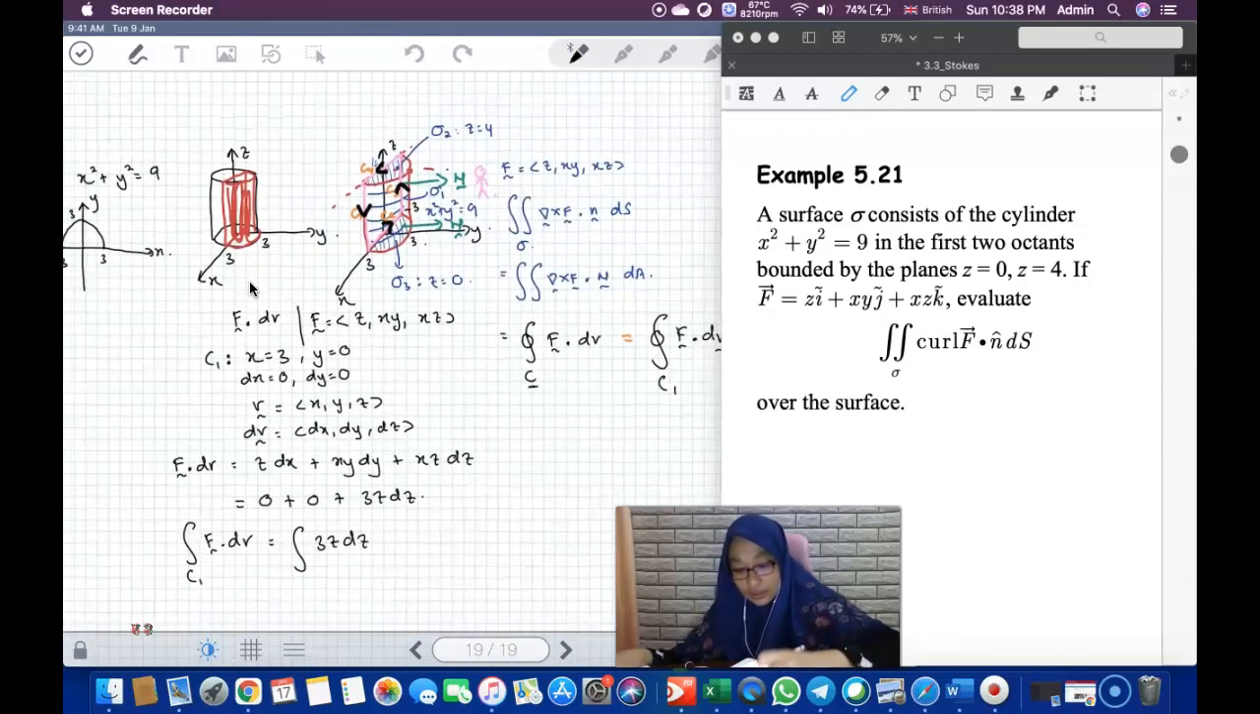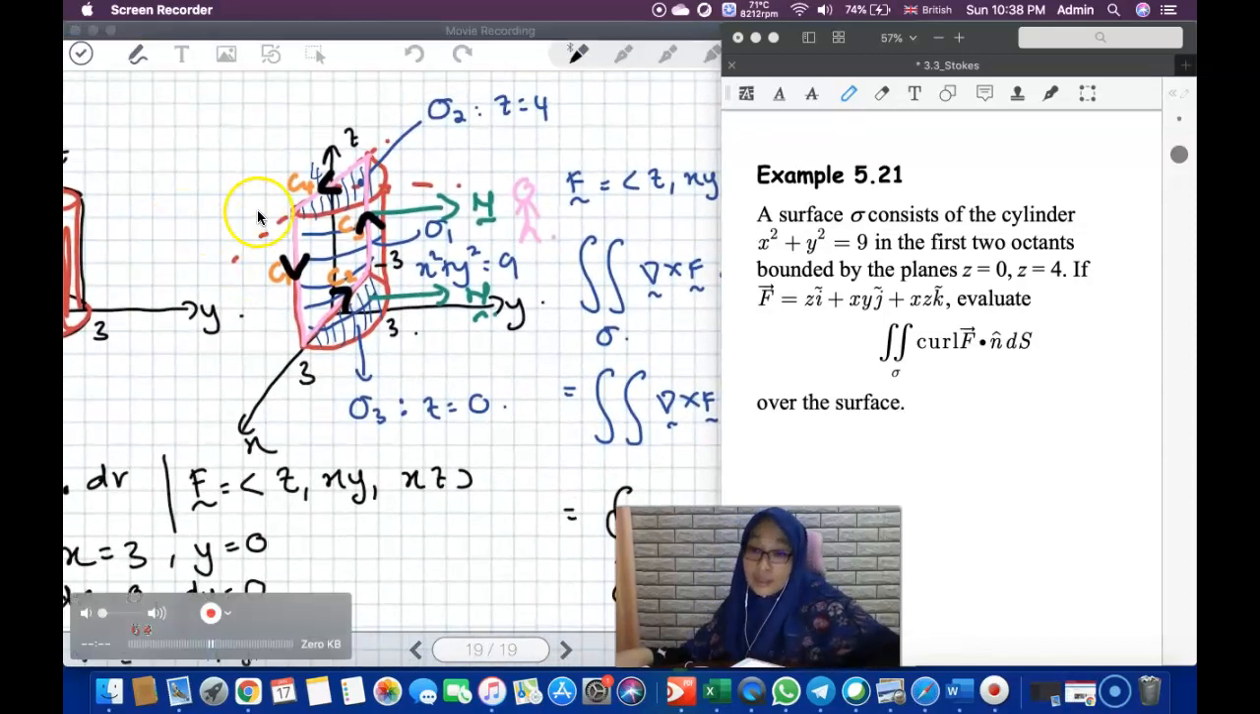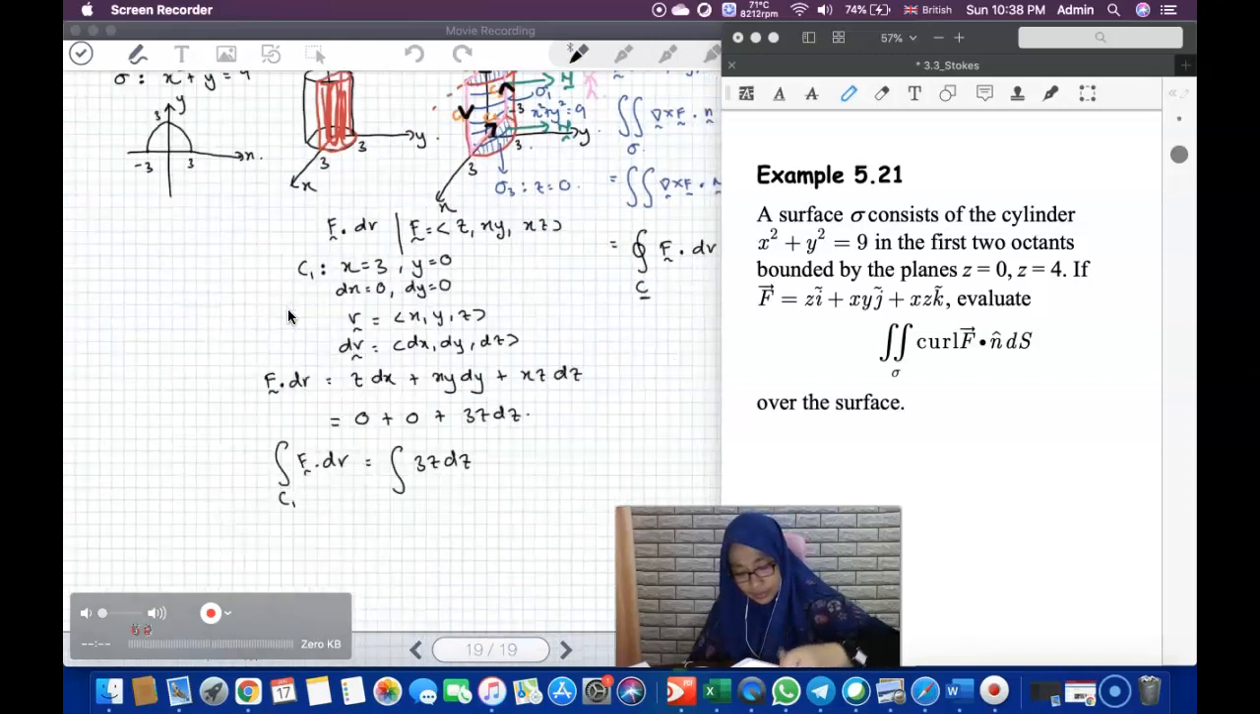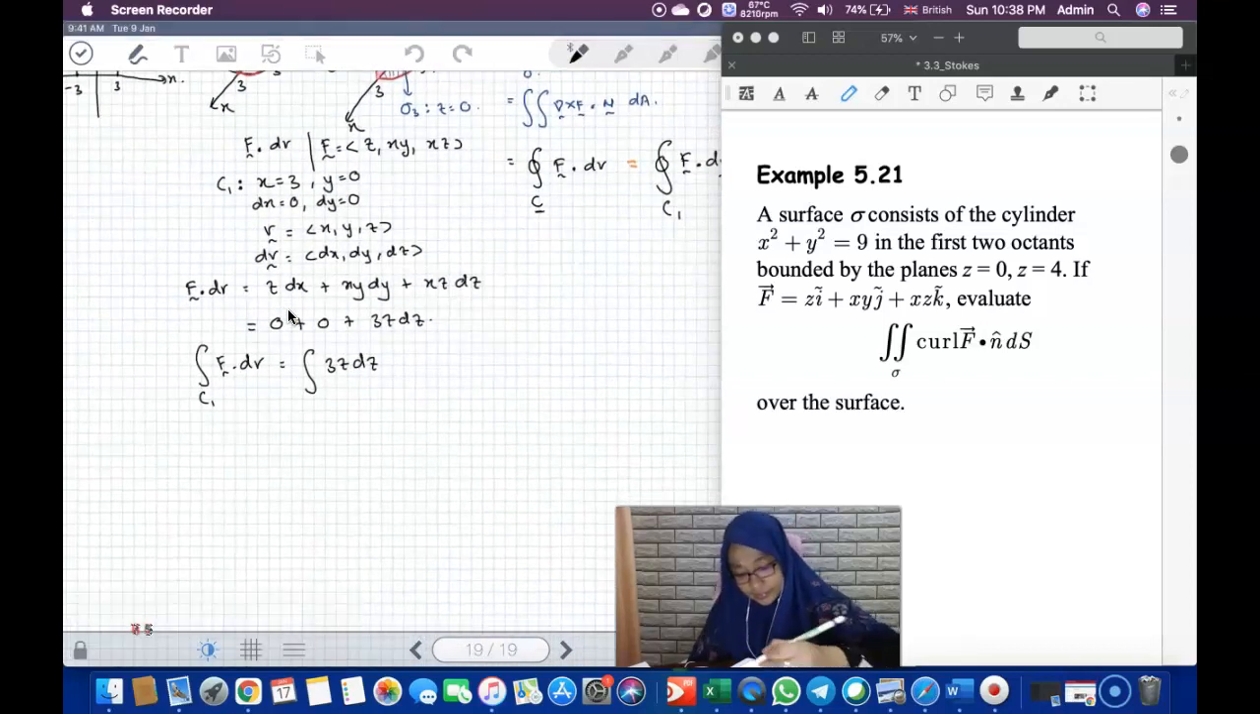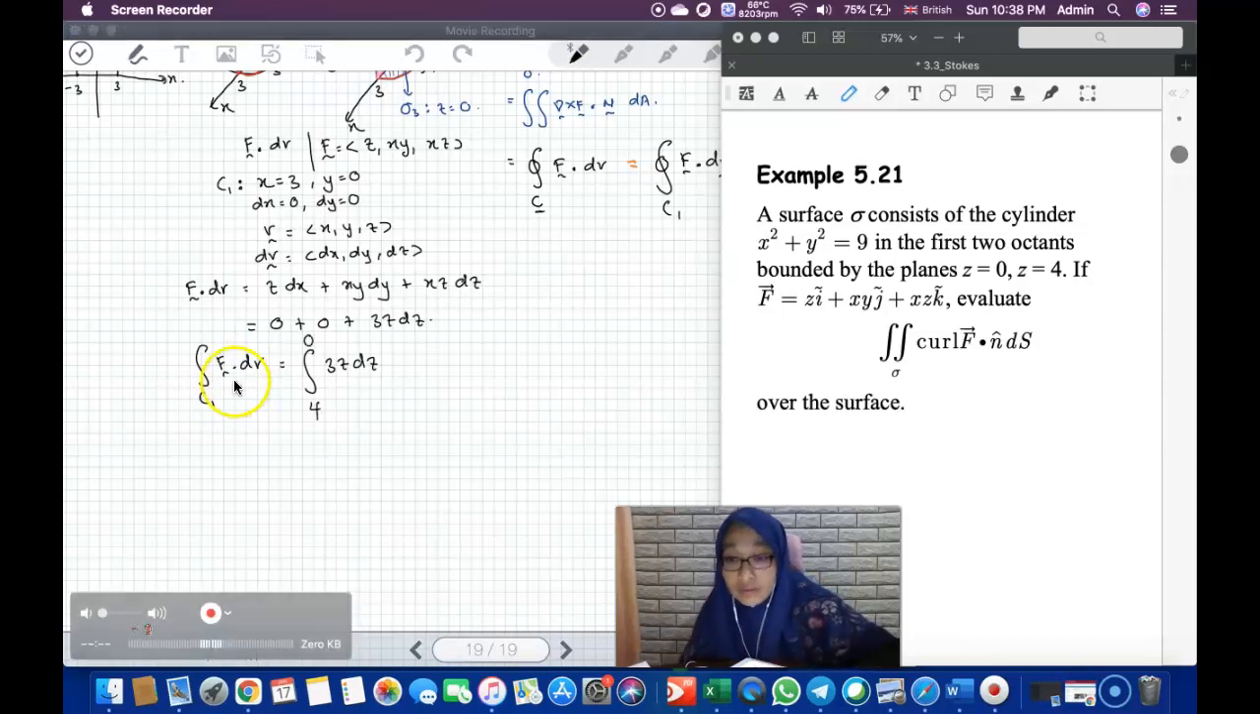Okay, so now look at the limit of z. So z is 4 to 0. You have to follow the direction, 4 to 0. Your initial is 4 and your terminal is 0.